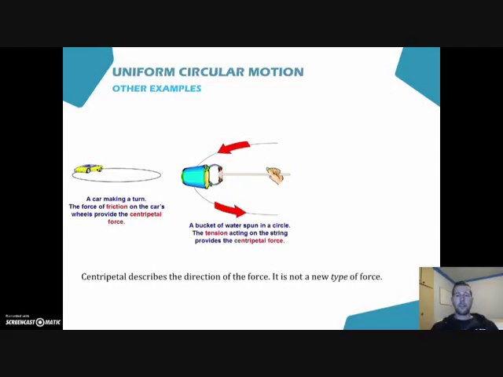Another example is a bucket of water spun in a circle. Now, the tension acting in the string is the force that provides the centripetal force. Another example is the moon when it orbits Earth, or Earth when it orbits the sun. There is no direct physical contact between the two. However, it's the gravity acting on the moon that provides the centripetal force to keep it in a circular path.